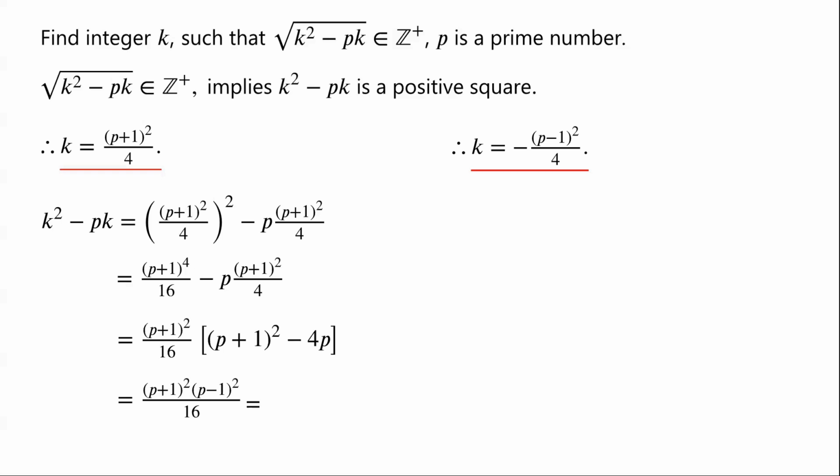Which can be written as, ((p squared minus 1) over 4) all squared. Which is greater than 0. So k squared minus pk is indeed a positive square.